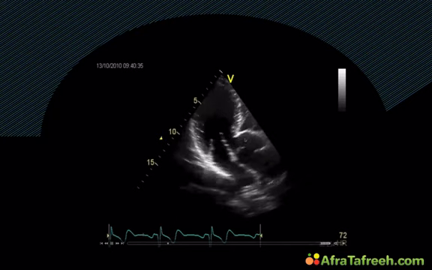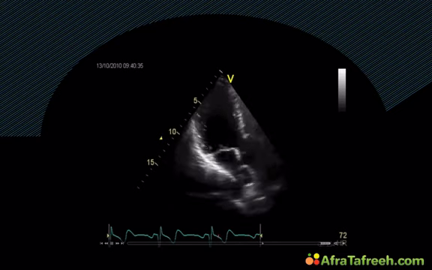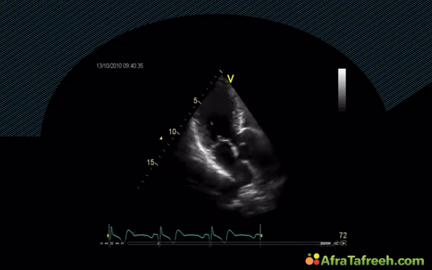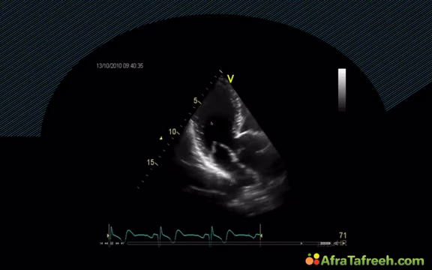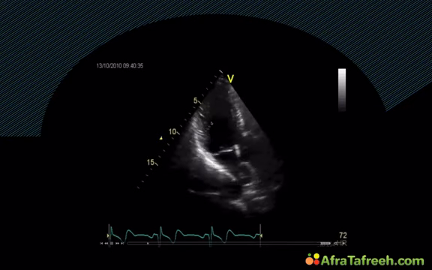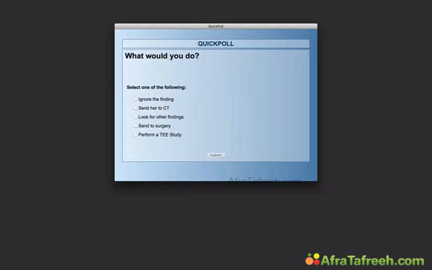The valve is not very thick, so it's not a very heavily myxomatous mitral valve, but nevertheless, there is mitral valve prolapse, but there was no significant degree of mitral regurgitation. Okay, now we've seen the key images in this patient, and I want you to answer the following question now. And the question will come up on your screen right away.